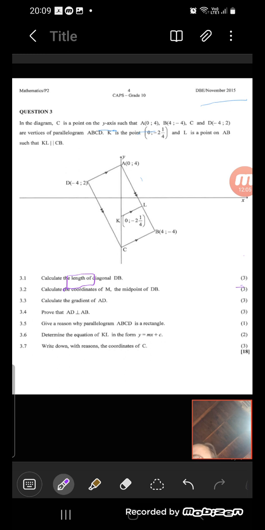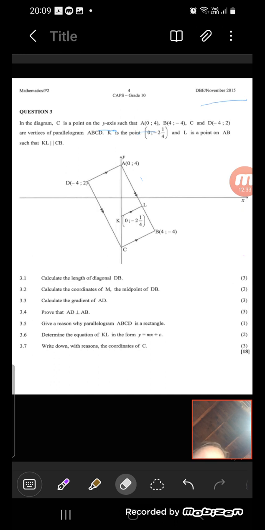Length. So you're going to go DB is equal to the square root of x1 minus x2 squared plus y1 minus y2 squared, and you're going to work it out. Cool. 3 marks. Done and dusted. Calculate the coordinates of M, and just do it now as well before you even go into the test. Do it now, work it out.